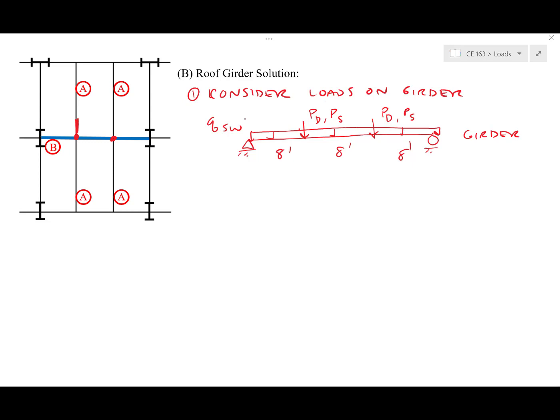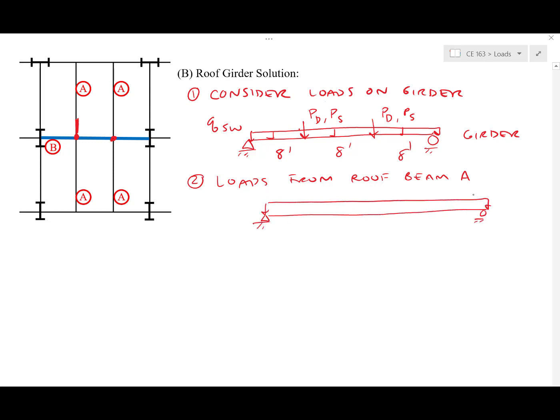In order to get to these concentrated forces, right, we're going to have to look at what was happening on that beam. So let's look at the loads from the roof beam. Alright, here is my beam. It only had distributed load. That distributed load was Q sub S, Q sub D, and this beam is 25 feet. Right, this is the beam.